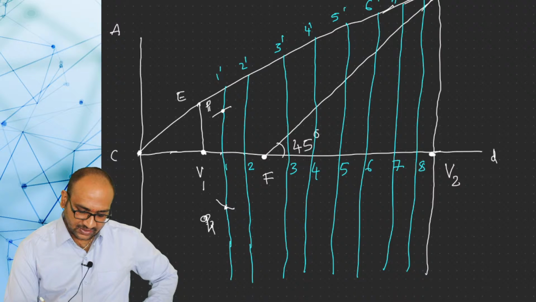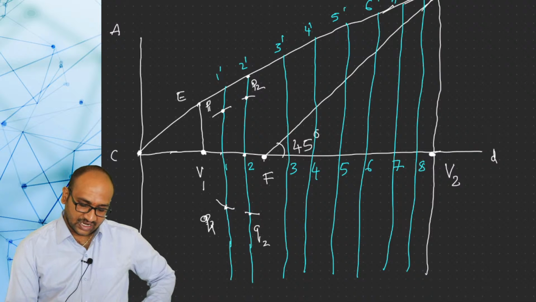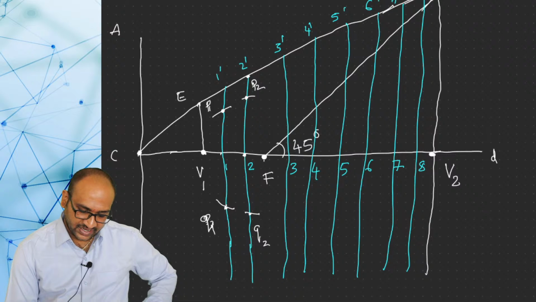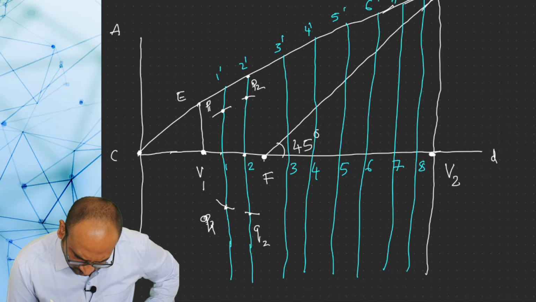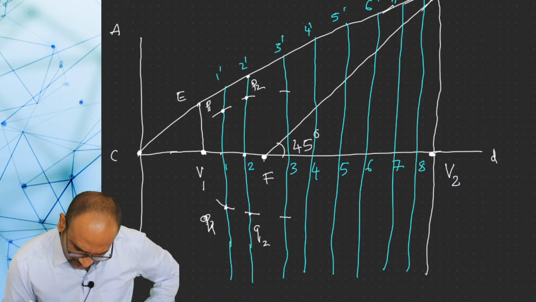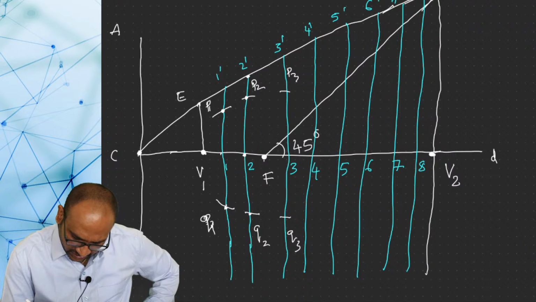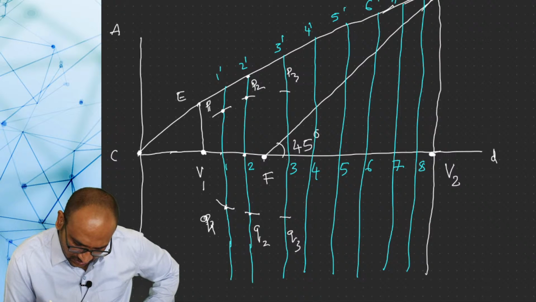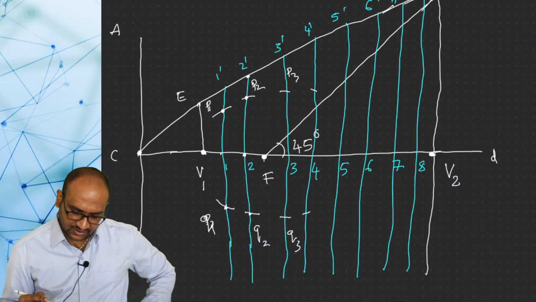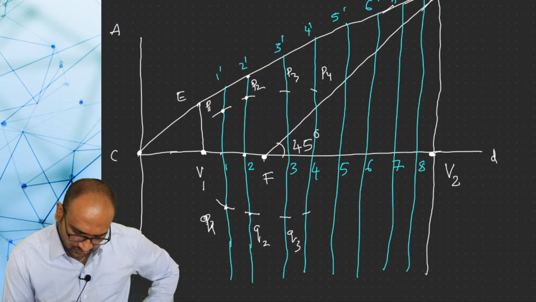Similarly, with the help of the compass, you measure the distance between 2 to 2 dash and transfer this distance here. With F as center, you draw arcs on both sides of the axis, and you give the names P2 and Q2. Similarly, measure the distance from 3 to 3 dash, with F as center, draw arcs on both sides of the axis, and name them P3 and Q3. Next, 4 to 4 dash distance, F center, draw arcs on both sides. Name these P4, Q4.